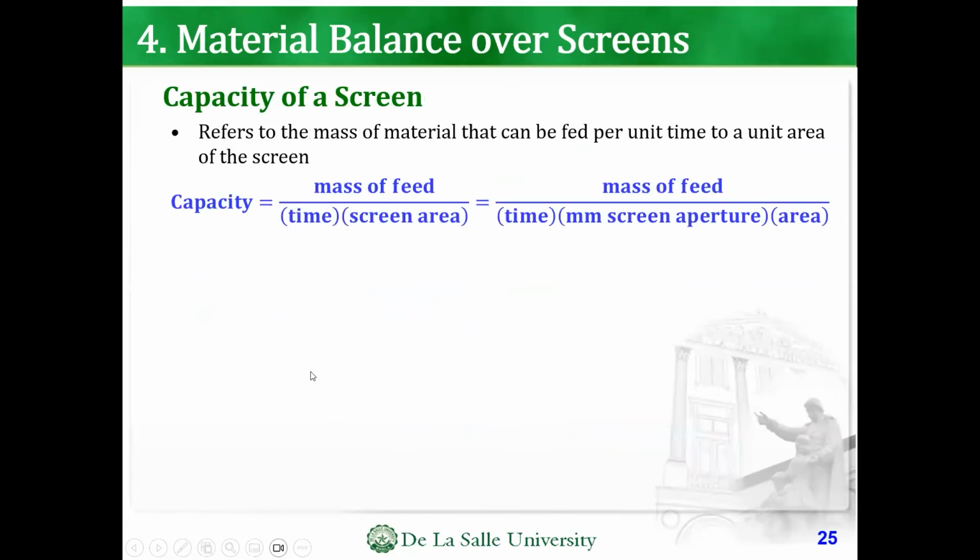Okay. Now, capacity of the screen. This refers to the mass of a material that can be fed per unit time to a unit area of screen. So the units, be careful of this: mass of feed divided by time multiplied by screen area, or mass of the feed over time times millimeter screen aperture times area.